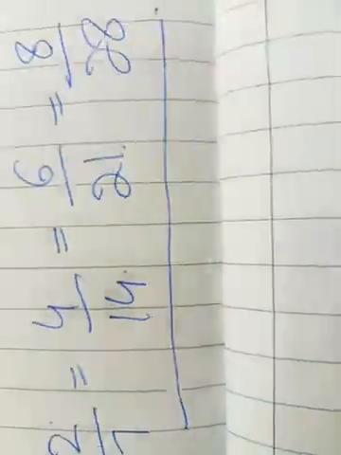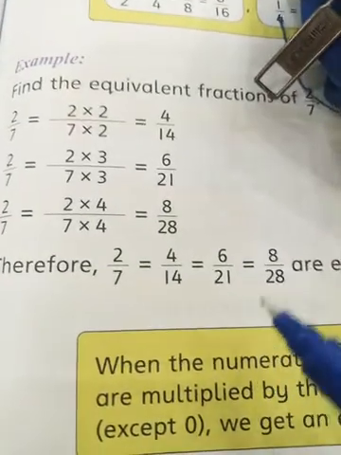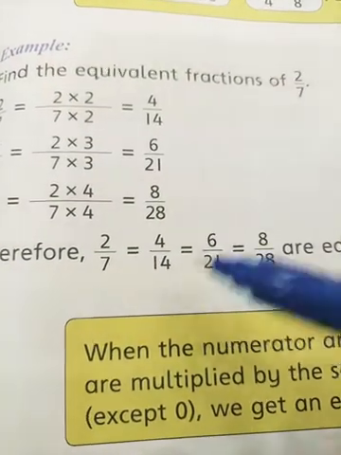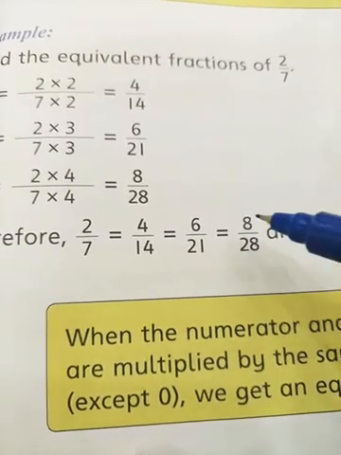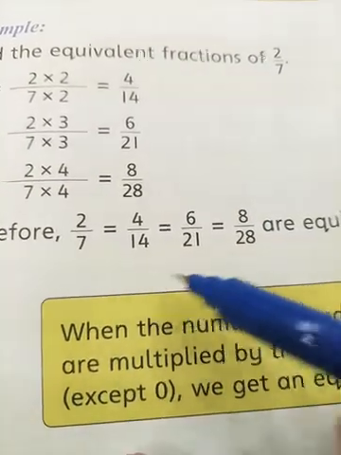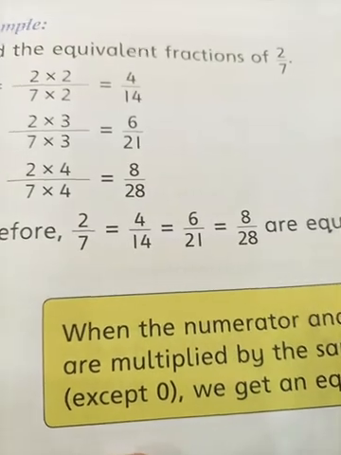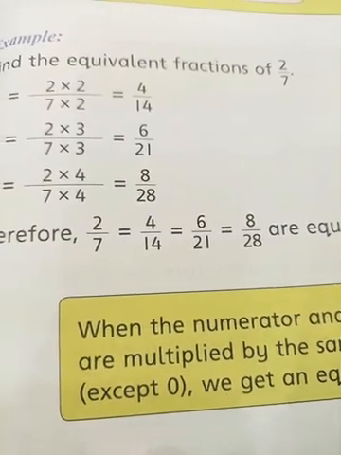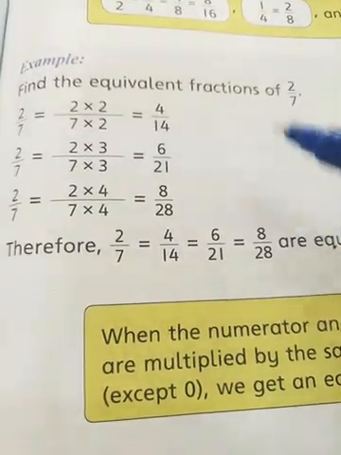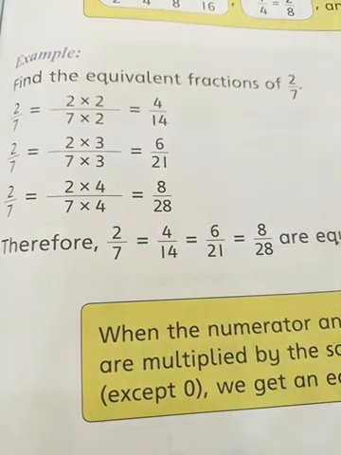Okay students, look at this in your book here. The 2 by 7, 4 by 14, 6 by 21 and 8 by 28, these are all equivalent fractions to each other. Okay students, hope this concept of equivalent fractions will be clear to you.